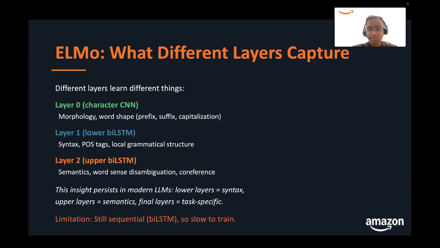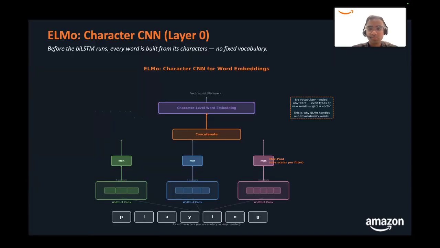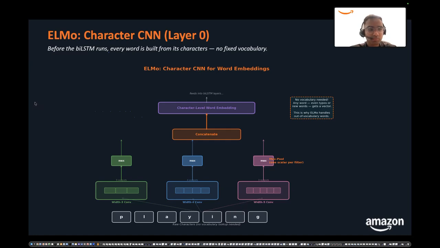So we have embeddings going in, we have a bi-LSTM layer, two layers of bi-LSTM which is forward looking, two layers of bi-LSTM which is backward looking, and the final embeddings that come out from each and every time step for each and every word is the representation we learned using the Elmo method.